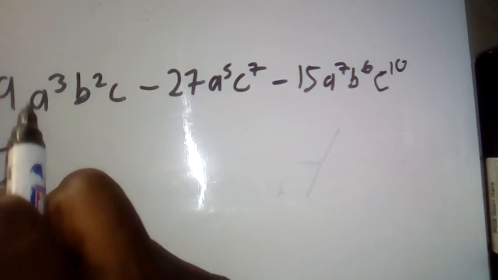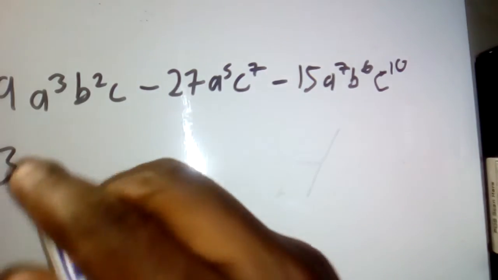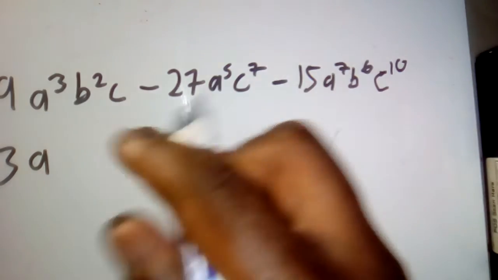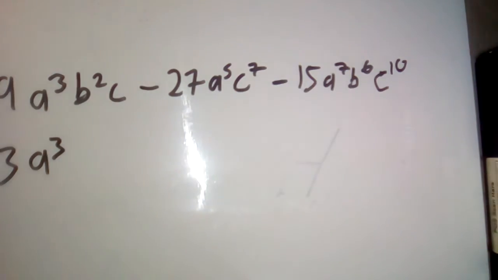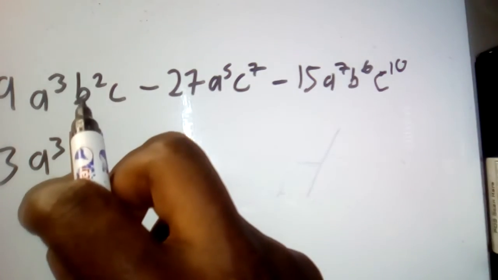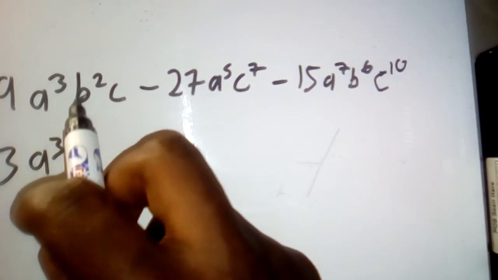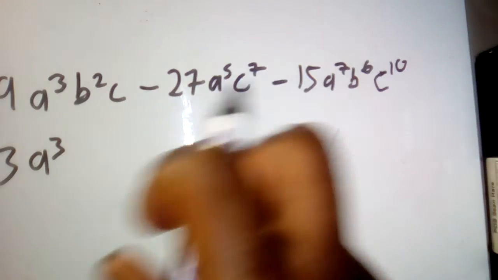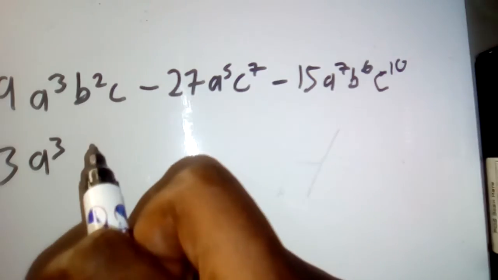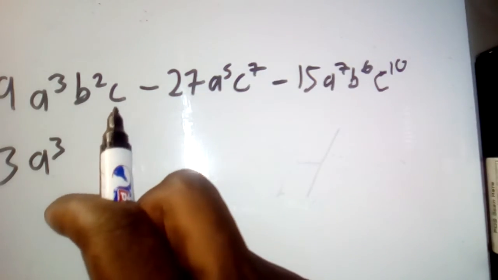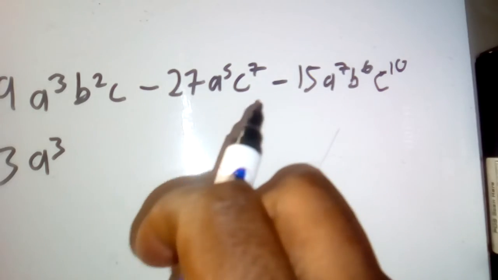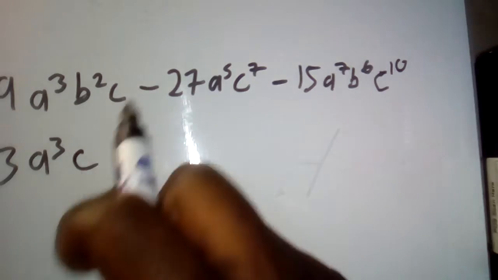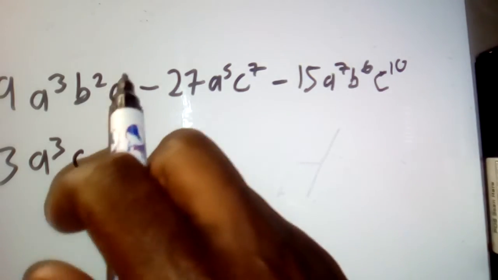Does a appear everywhere? It appears here, here, and there. So we pick the one with the lowest exponent. There's a cubed, a to the power of 5, a to the power of 7. So the lowest is a cubed. Then does b appear everywhere? It appears here, it doesn't appear there, it appears there. So because it doesn't appear everywhere, we can't pick it. What about c? It appears there, there, and there as well. So we can pick it. What's the one with the lowest exponent? Of course, it's c.